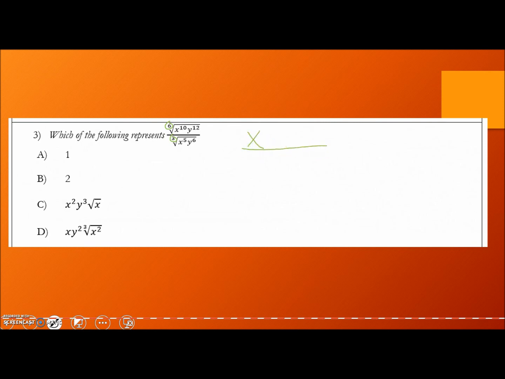So I take my x, it's the inside number, so 10 over the outside, 6. Same with the y, 12 over 6. I'm going to do the same thing on the bottom. 5 over 3, 6 over 3. So now I'm going to have to get all the same denominator so that I can simplify this. So on the top, I noticed that I could get both of those to have the denominator of 3, if I just cut it in half.